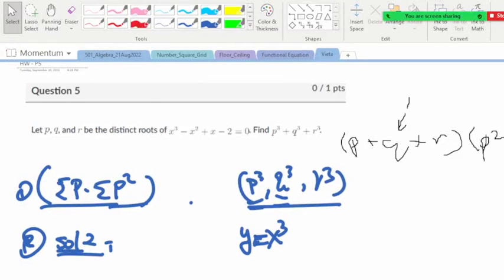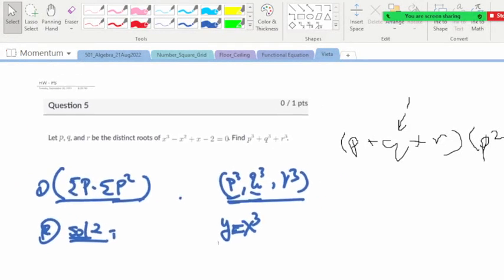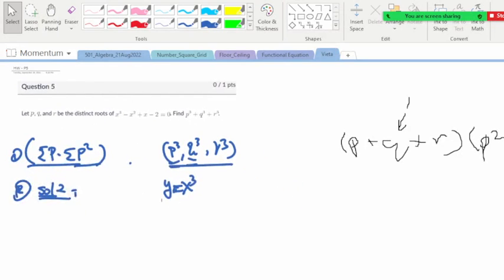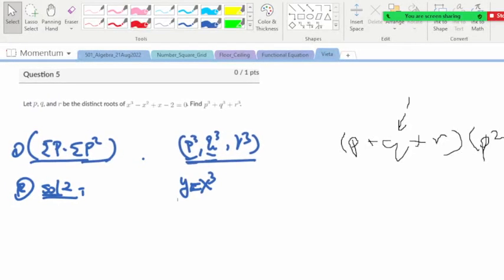Can you make it smaller? How about this? I think it's the smallest you could go. Is that okay? Yeah. Okay.